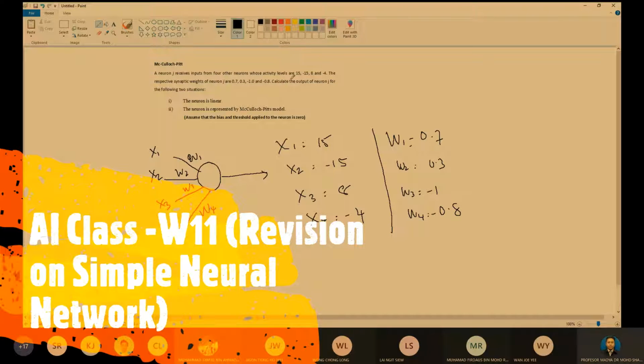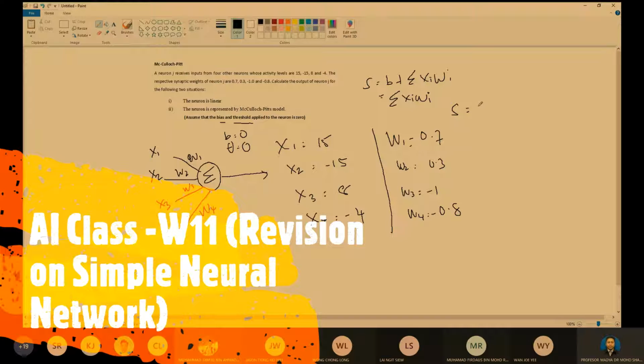So the first question is where the neuron is linear. Just straightforward, using the formula S equals B plus the summation of Xi Wi. As mentioned, the bias and threshold are set to 0. That means B is 0 and the threshold will be 0. So it will be the summation of Xi Wi. The first step, you have to calculate S for the linear.